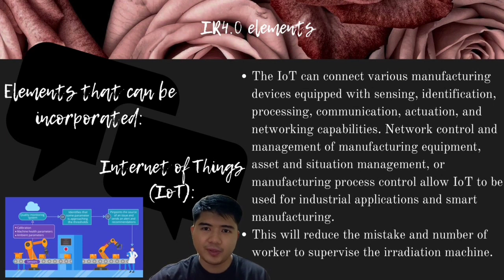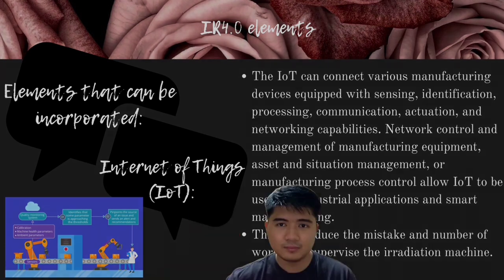Elements that can be incorporated are the Internet of Things or IoT. The IoT can connect various manufacturing devices equipped with sensing, identification, processing, communication, actuation, and network capabilities. Network control and management of manufacturing equipment, asset and situation management, or manufacturing process control allow IoT to be used for industrial application and smart manufacturing. This will reduce mistakes and the number of workers needed to supervise the irradiation machine.